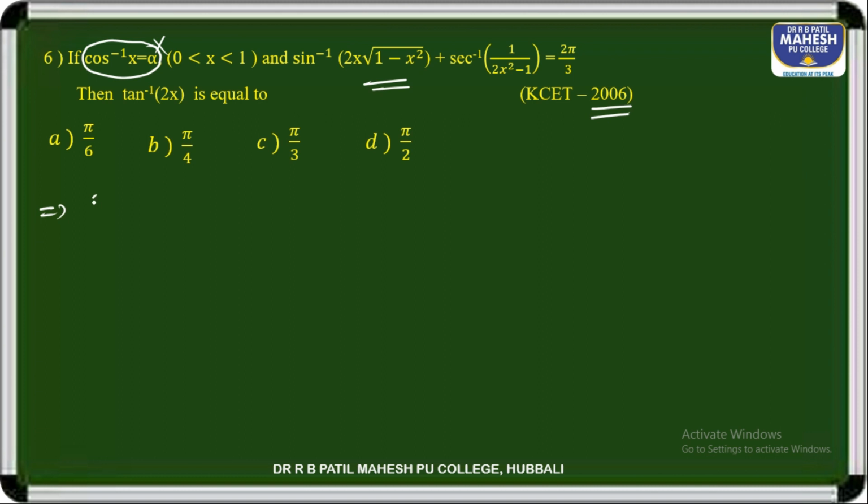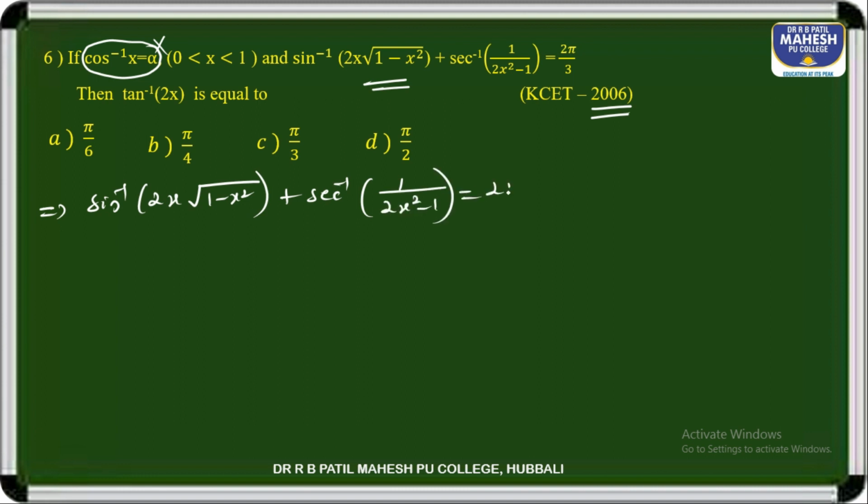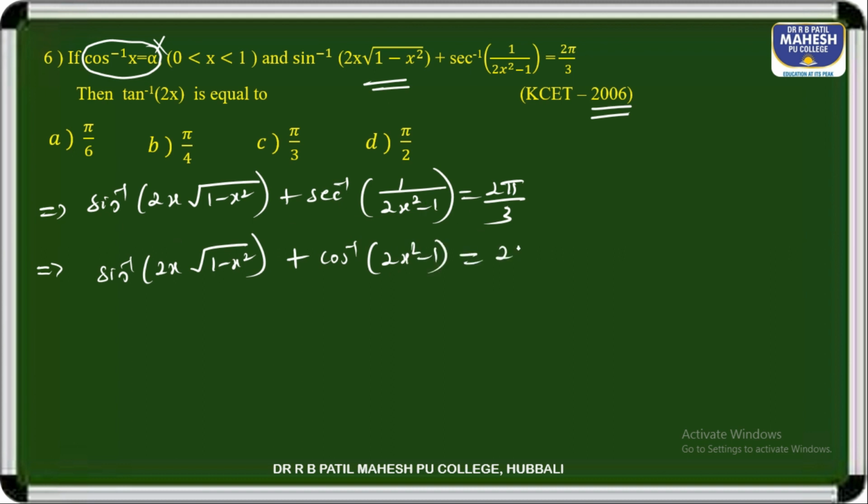So sin inverse of 2x into root of 1 minus x square plus sec inverse of 1 upon 2x square minus 1 is equal to 2 pi by 3 is the given expression. I tell you students, remembering the properties of inverse trigonometric functions is very important. Here, the first one I will not simplify anything because I just want to go to the next one. Dear students, sec inverse of 1 upon 2x square minus 1, can we write in terms of cos inverse of 2x square minus 1 by the reciprocal property? Yes. So this is equal to 2 pi by 3.